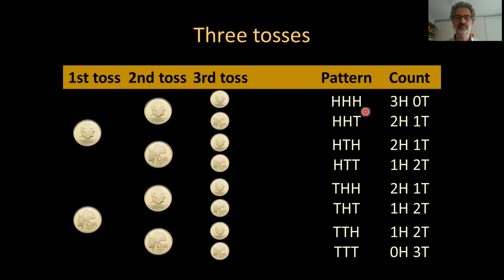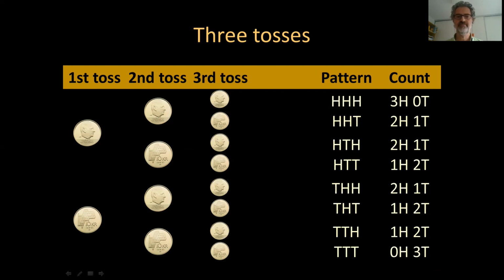And these are the possible patterns. So 3 times heads, 2 times heads, 1 tails, and so on. And these are the counts. Obviously, the only way to get 3 heads in 3 tosses is if you get heads in the first and the second and the third toss, and so on.